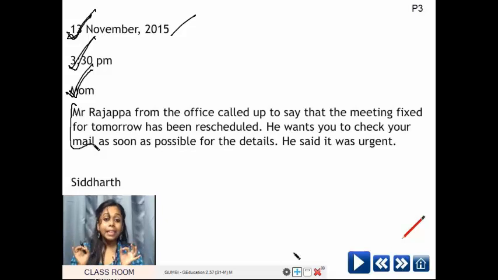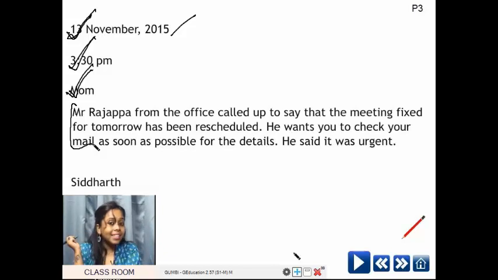Yes, main thing. Mr. Rajappa called from the office. The meeting fixed has been rescheduled. Please check your mail as soon as possible. And he also said that it's urgent. Yes. Urgent means something that has to be done immediately. So that has to be mentioned.